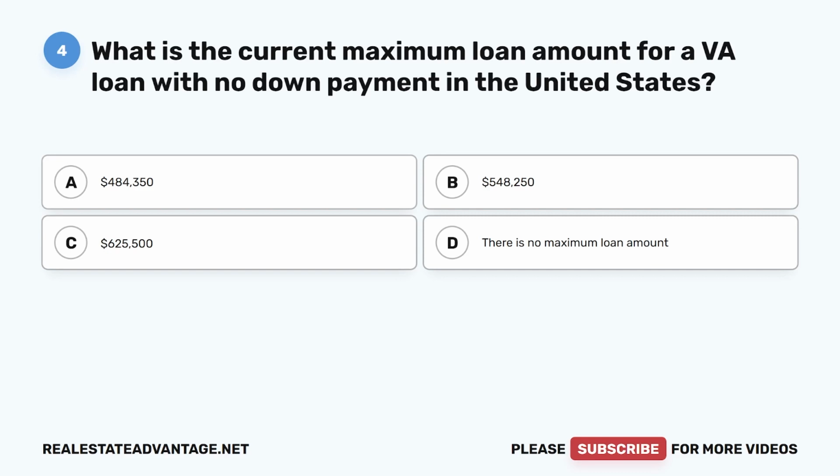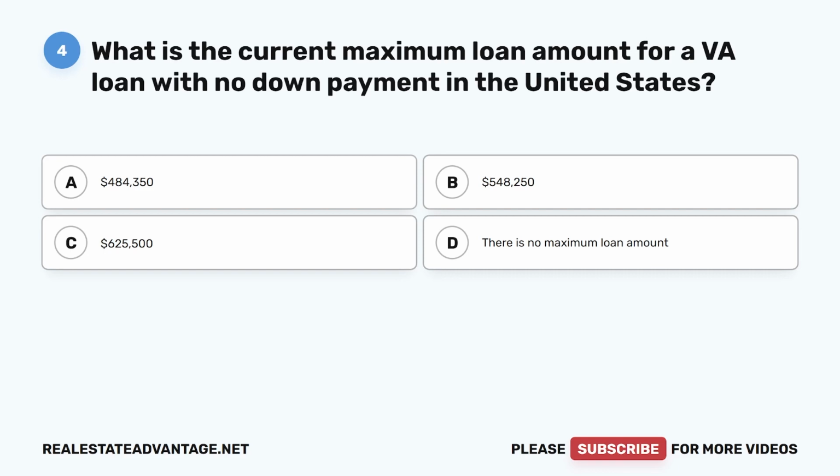Question 4. What is the current maximum loan amount for a VA loan with no down payment in the United States? A. $484,350. B. $548,250. C. $625,500. D. There is no maximum loan amount.